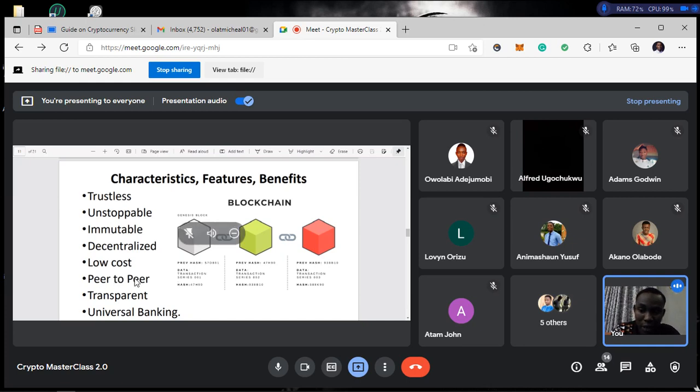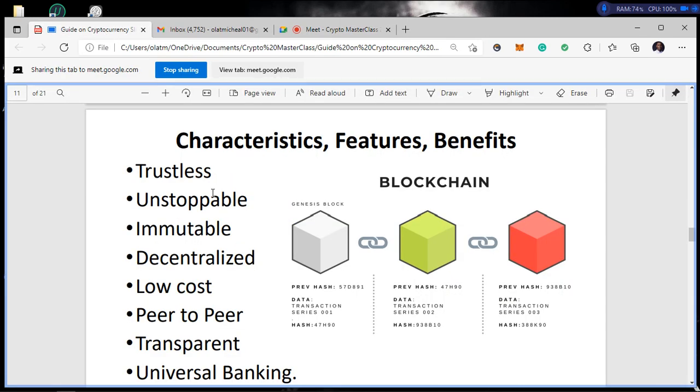Peer to peer, like we know, is person to person. So between me and you, a transaction can happen without any third party. Like we know, it's transparent. Everybody from any part of the world can actually view transactions. Universal banking, yes. We also know that the blockchain encourages universal banking.